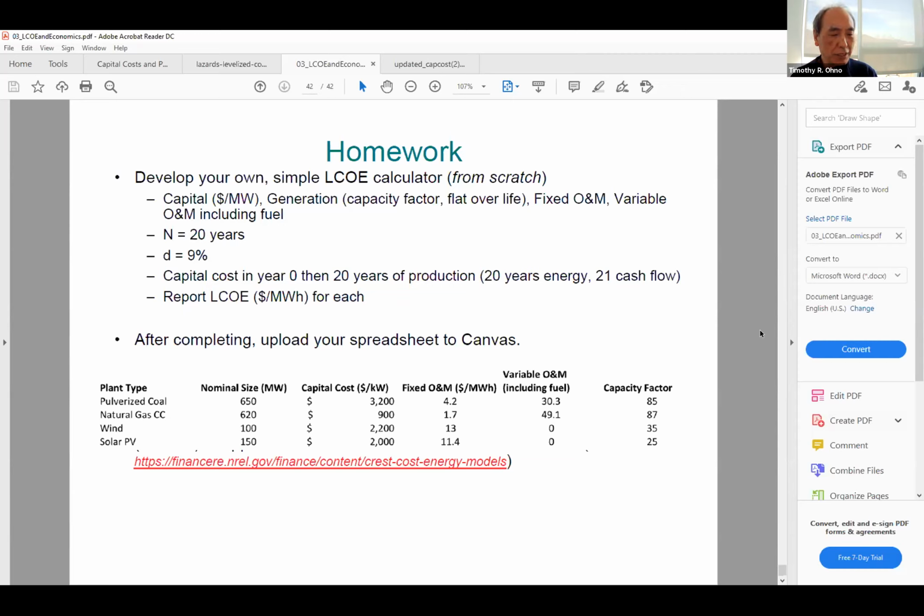Third is wind. This would be onshore because it's old enough that offshore is just sort of a research topic at that point. And then solar PV at 150 megawatts, that's big, so that's the utility. So then the other data that I had to use in the spreadsheet was how big was the plant? How much was the cost per kilowatt?